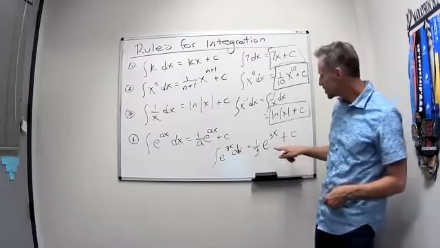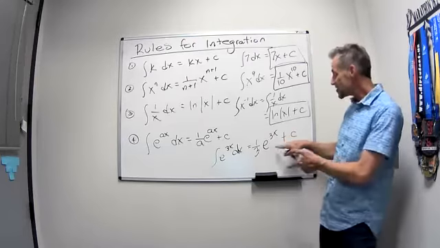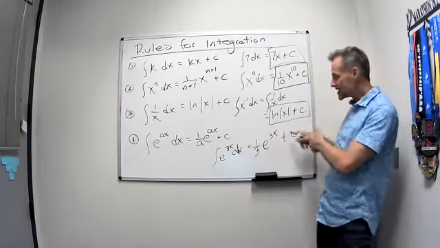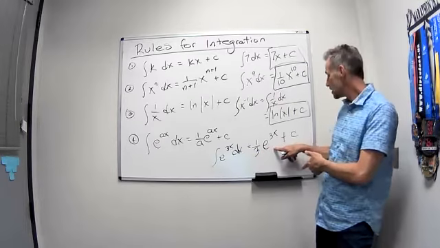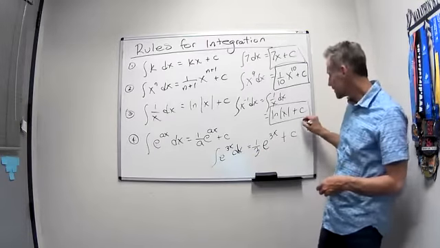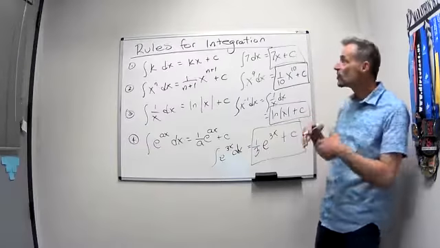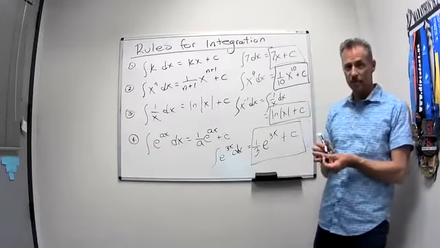plus c. So if I took the derivative of this, I get e to the 3x times 3. That times 3 is going to cancel with the 1/3. So I still get the e to the 3x. And then the plus c again is going to go to 0. So there's our 4 basic rules for integration.